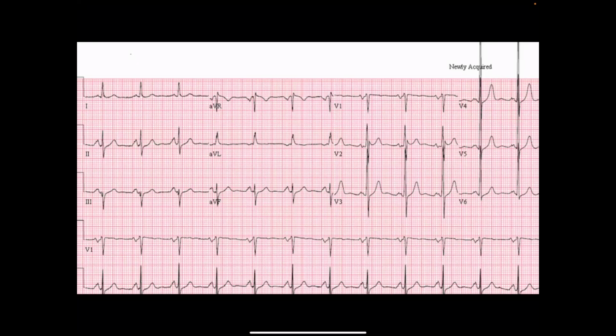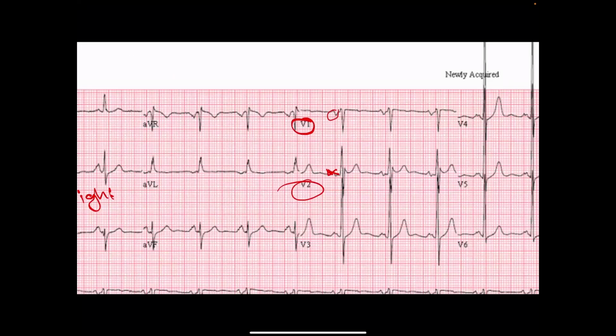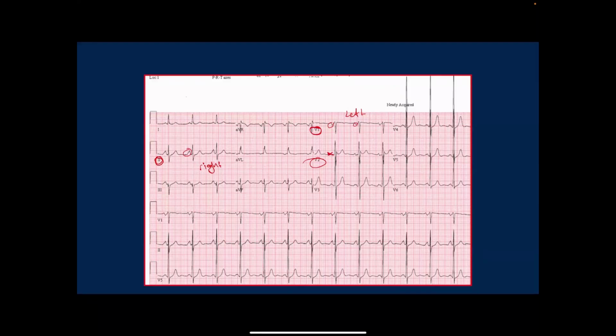I cannot decide honestly. Okay, actually, let's do it together. So in lead 2, the P wave is really big, right? It's high. Okay, so we know the right atrium is enlarged. What about V2? Not that clear here. What about V1? There's negative deflection of the P wave, so this means that the left atrium is also involved. So this is biatrial enlargement.